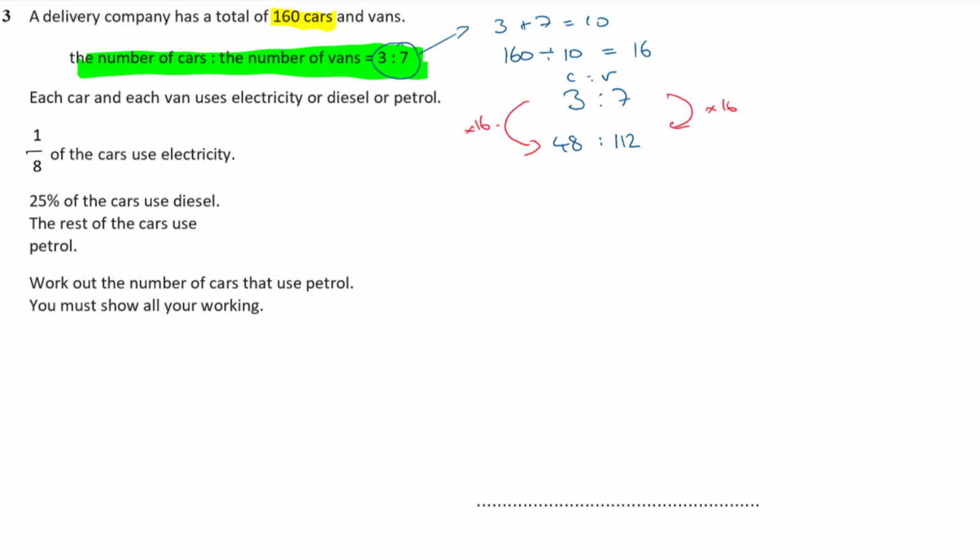Okay, so each car and each van uses electricity or diesel or petrol. 1/8 of the cars use electricity. So we've got 48 cars here, and we know that 1/8 of them use electricity. So 1/8 of 48, that is 6 cars, isn't it? So 6 cars use electricity.